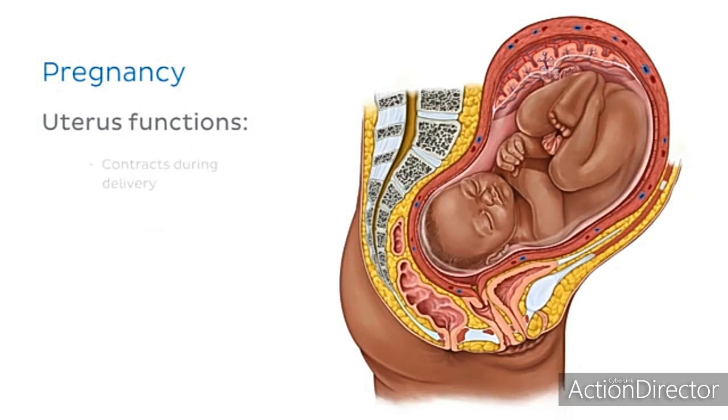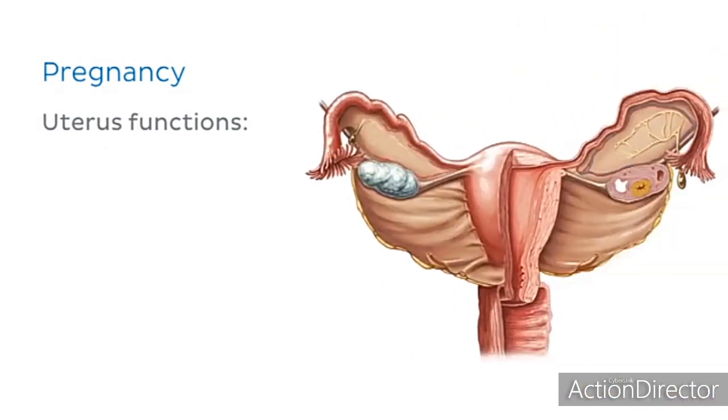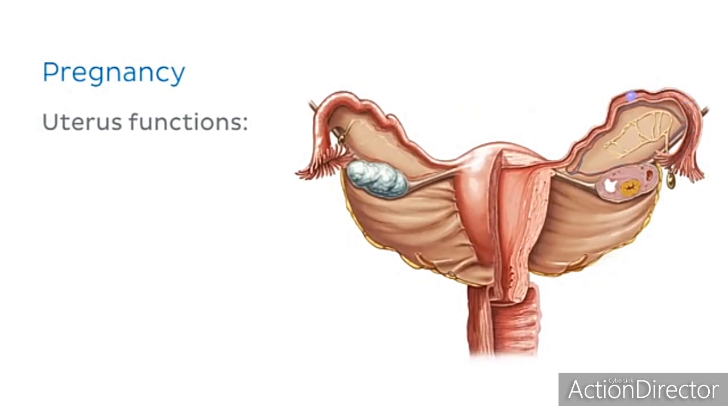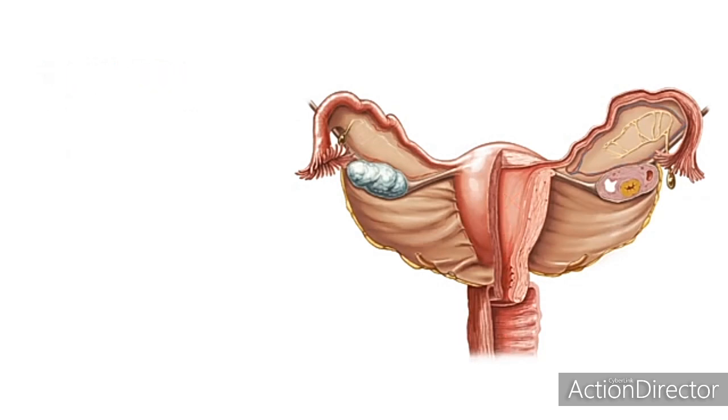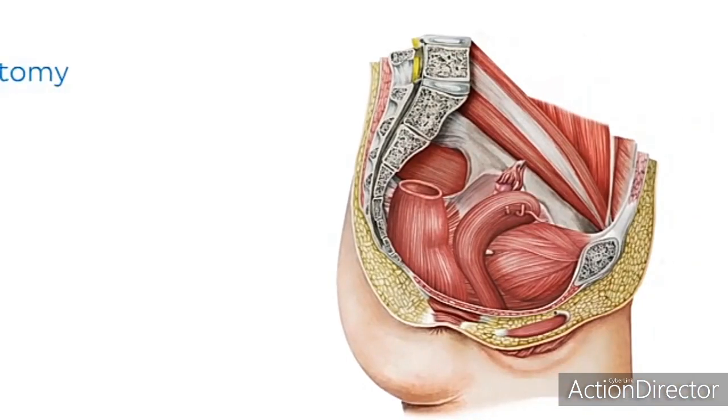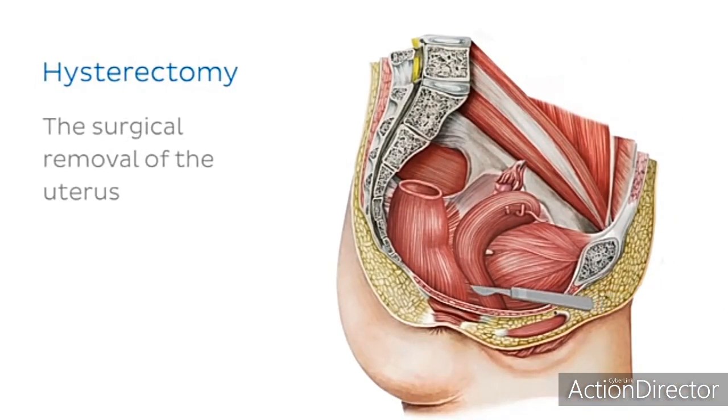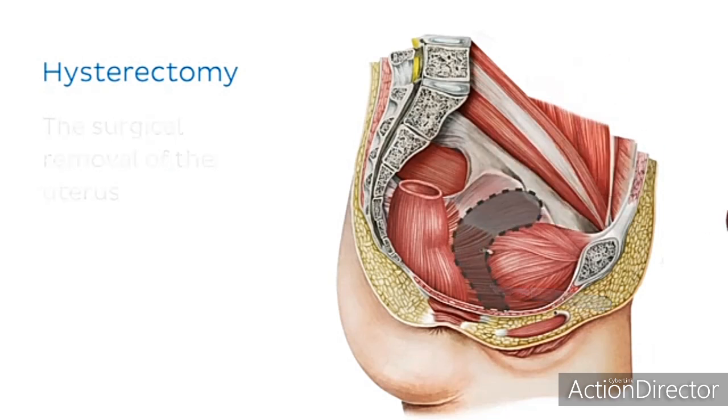When the baby is ready, the muscular wall of the uterus contracts to help push the baby out at the time of delivery. If fertilization of the egg doesn't occur and there's no implantation of the blastocyst, the uterus will eventually shed its lining in a process known as menstruation. Now that we're clued up on the uterus and its functions, let's get clinical. In today's clinical notes, we're going to talk about a procedure known as a hysterectomy. A hysterectomy is the surgical removal of the uterus, and there are several types.